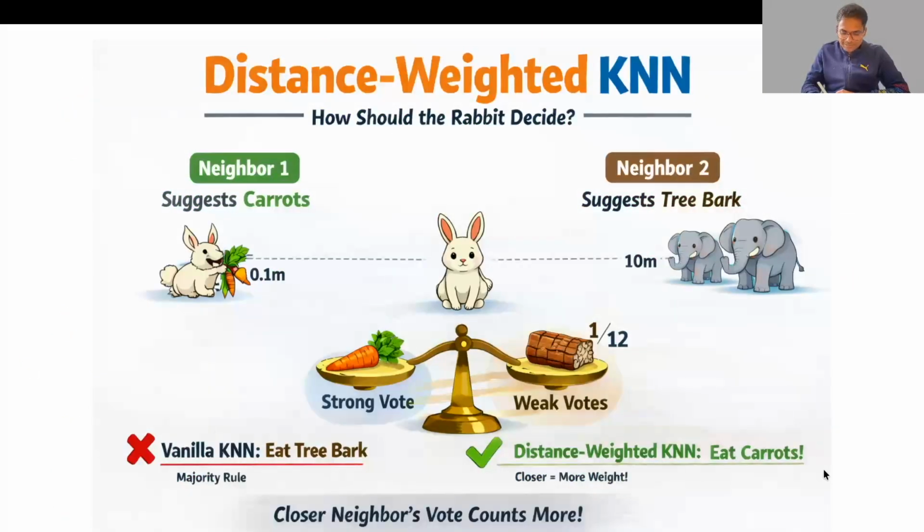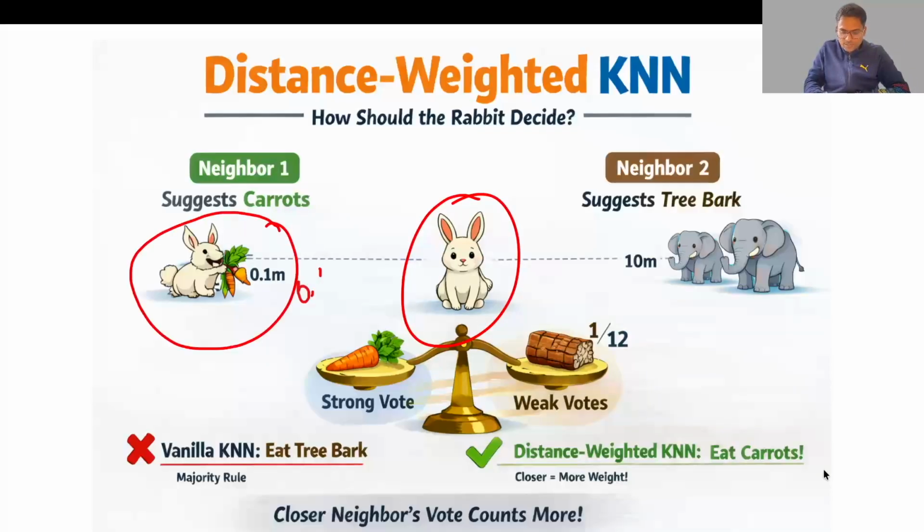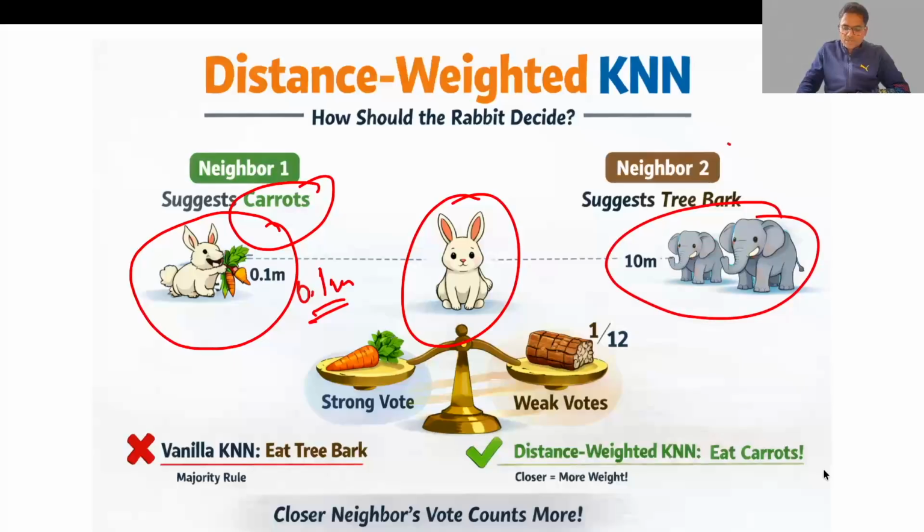So for example, there is a rabbit who has to decide what to eat. There is a close rabbit nearby, at 0.1 meter, his friend. He suggests that you should eat carrots. And there are 2 elephants, which are farther away, 10 meters away, and they suggest that you should eat tree bark.